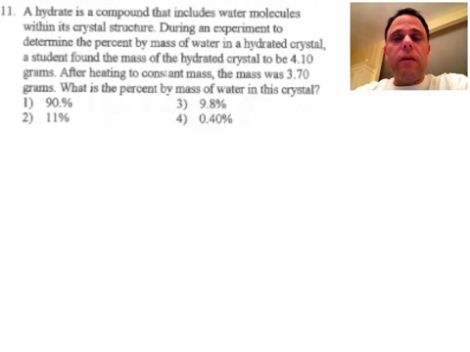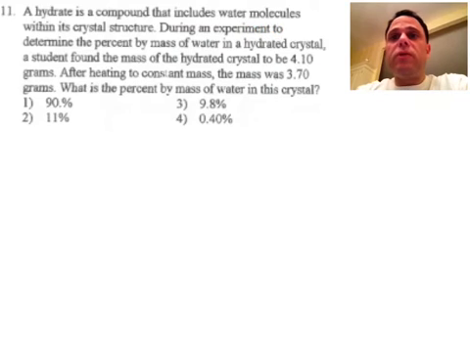Number 11. Now don't get discouraged when you see a very long question. Quite often they're the easiest if you just take the time to read them. So let's start. A hydrate. Remember, that's a compound that is trapping water. A hydrate is a compound that includes water molecules within its crystal structure. You see, it just told you the same thing.